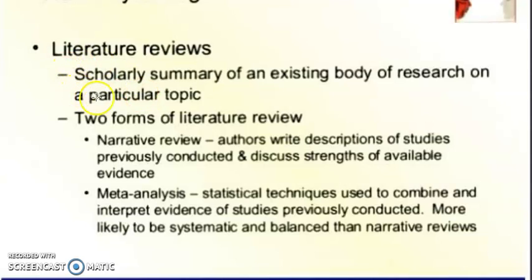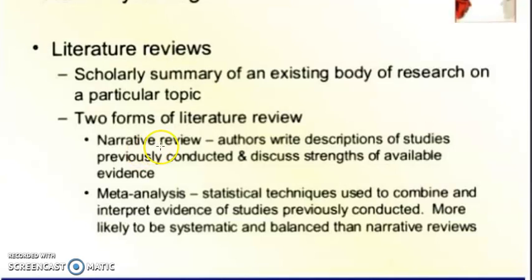For example, you want to research aggressive behavior in children, and you will collect all the research work that has been done in the past 10 years, and then you will write a review of all those research articles. It will be a literature review. It can be of two types. One is narrative and the other is meta-analysis.